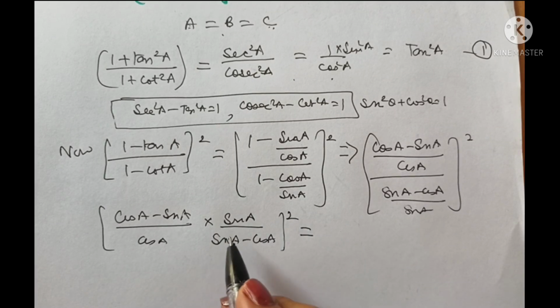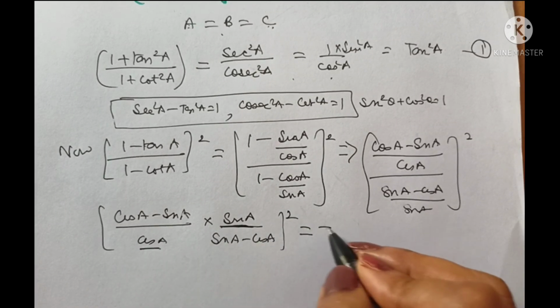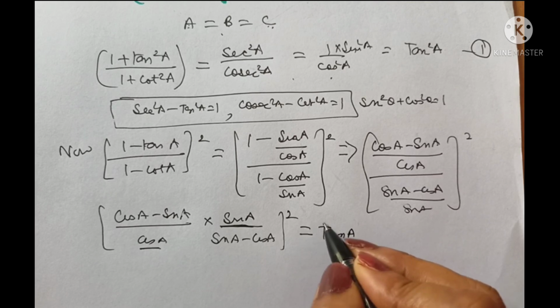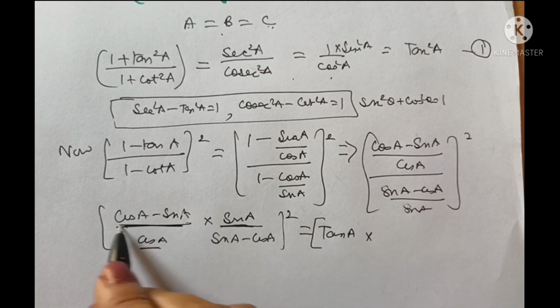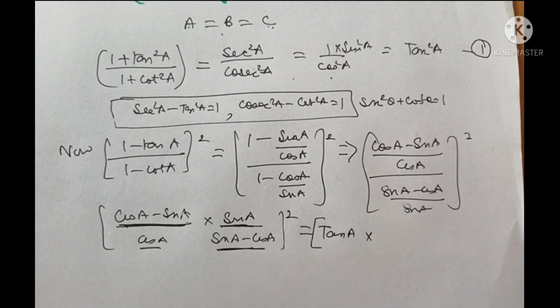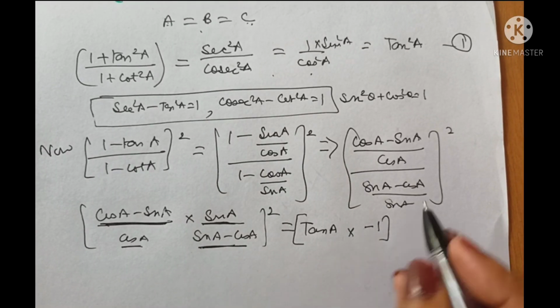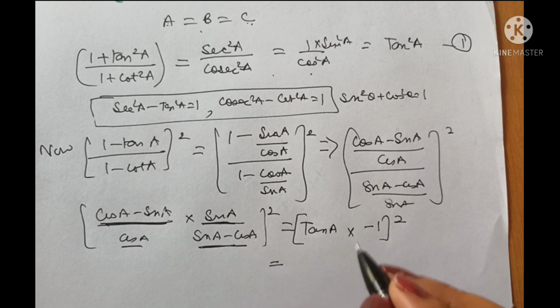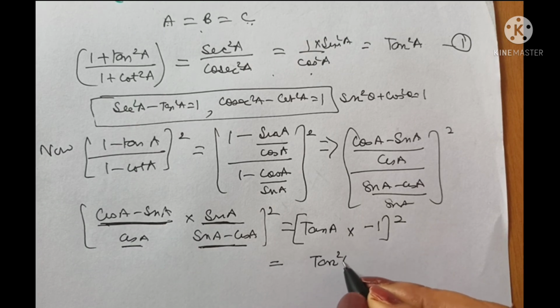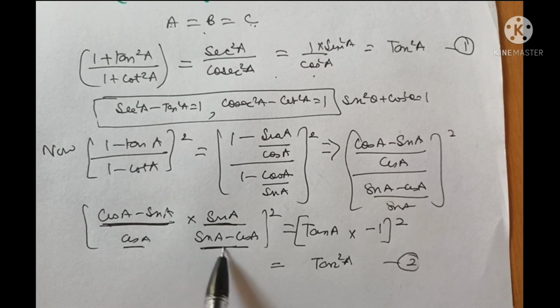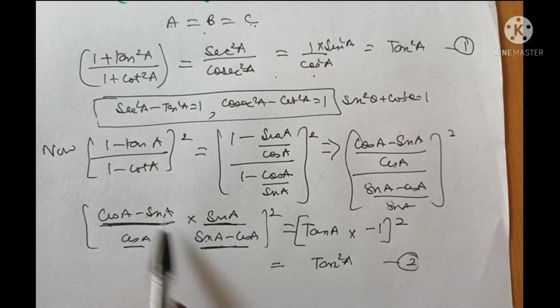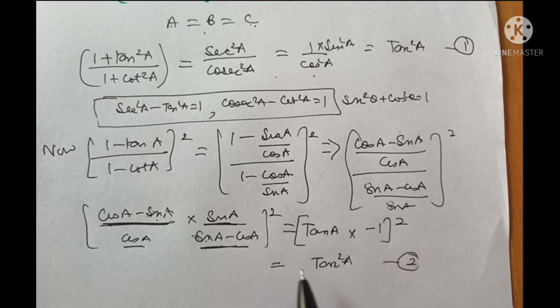And see, watch carefully. This sin A over cos A gives me tangent A. And this is cos A minus sin A, this is sin A minus cos A. So can I say that this is minus 1 on cancellation and a whole square? So this gives you minus tan A whole square, which is equal to again tan square A, name it as 2. See this step very carefully. These are exactly negative of each other. So on cancellation I can get minus 1.